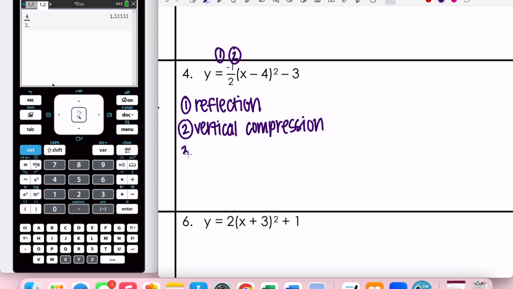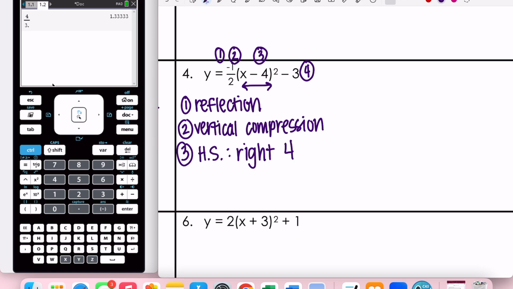Okay. Next, I want to check for my horizontal shift. So remember, that means I'm either moving left or right. And again, you always want to think the opposite. Remember, horizontal shifts happen inside of the parentheses. So looking inside the parentheses, I have x minus 4. Remember, my brain wants me to say minus. I want to go left, but I have to think the opposite. So I'm actually going right 4.